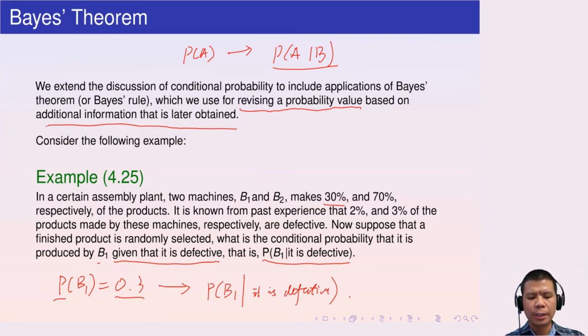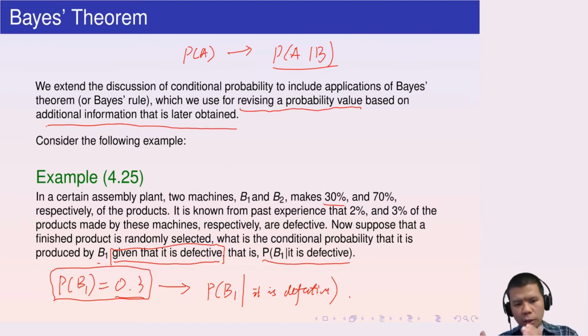Okay, so now we know the probability of B1 is 0.3. What if we have some additional information? It is known that the product is defective. So some additional information is later obtained, and we now know that it is defective. Based on this condition, what is the probability that it was made by B1? It's like revising a probability based on given information, or updating the probability of an event based on some additional information.